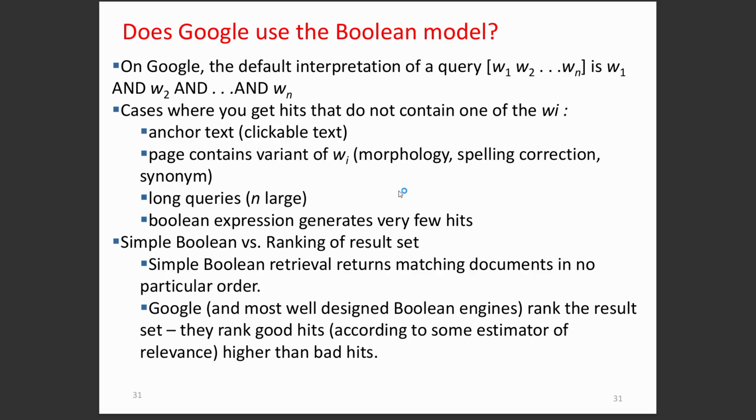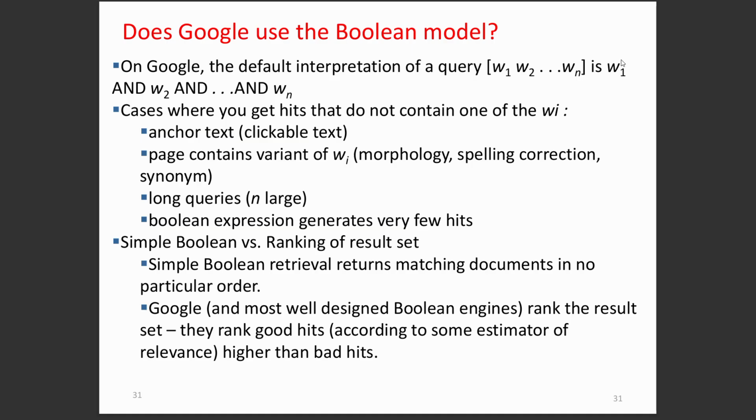With this note, coming to Google: how does Google use the Boolean model? Google uses the default interpretation, consisting of a vector of terms, that is w1, w2, w3 and so on till wn. It performs the AND operation between each and every word: w1 AND w2 AND w3 and so on till wn.